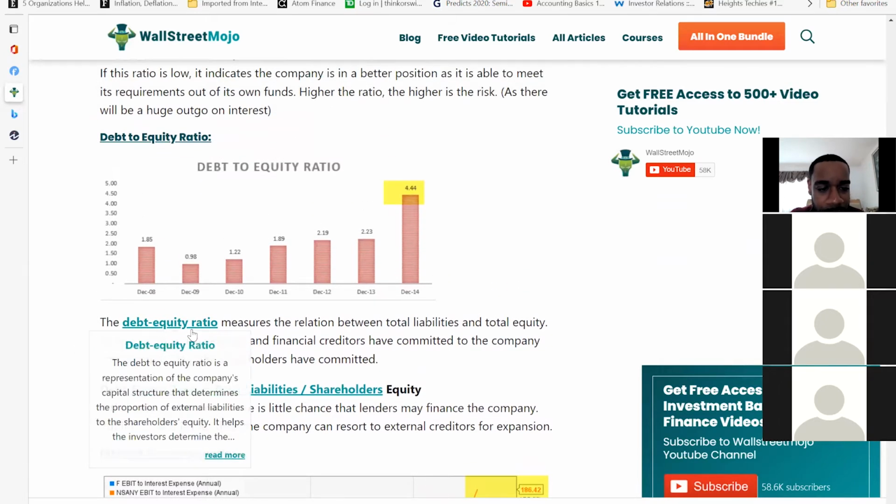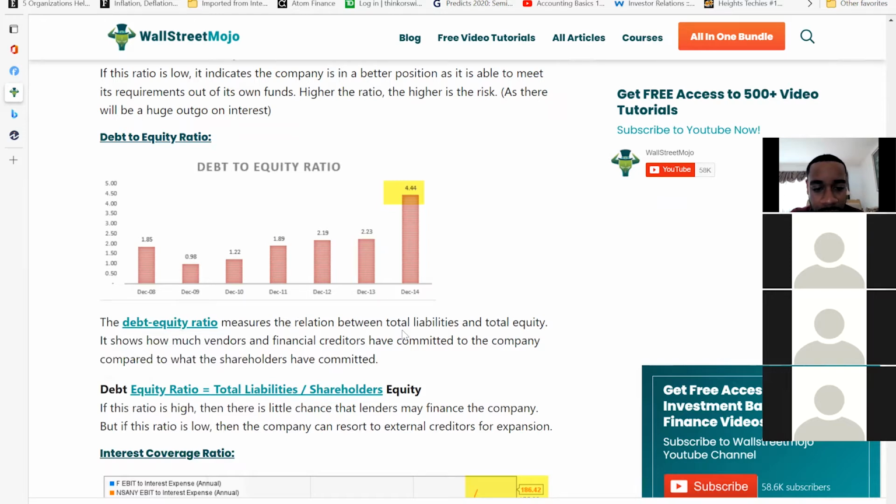So yeah, the debt to equity ratio. Now we have the debt to equity ratio. The debt to equity ratio measures the relation between total liabilities and total equity. So if you guys remember from the last session, equity is assets minus liabilities, right? You take all the assets that a company has minus all the liabilities and debt that the company has. Now you have what is left over for shareholders, and that's called the shareholder equity, right?